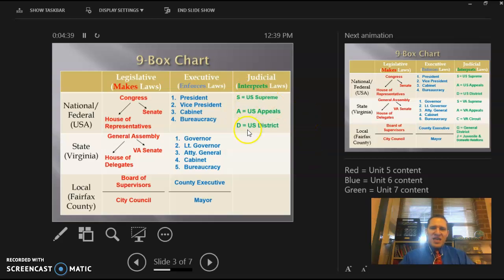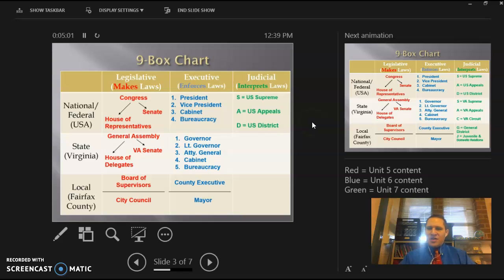All right, over on the right, we have a couple of acronyms here. The first one is SAD. So you have U.S. Supreme Court, U.S. Appeals Court, and U.S. District Court. These are the 3 federal courts. If you commit a federal crime, break a federal law, your case will start in the district court. And if you lose and want to appeal, you go to the appeals court. And if you lose at the appeals level, you can ask the Supreme Court to listen to it.